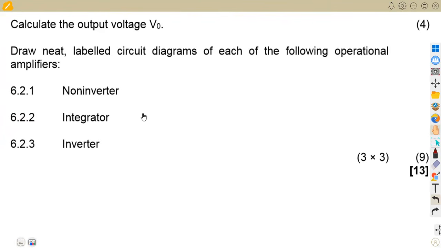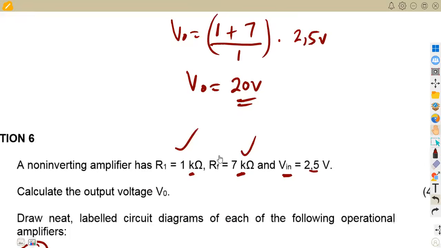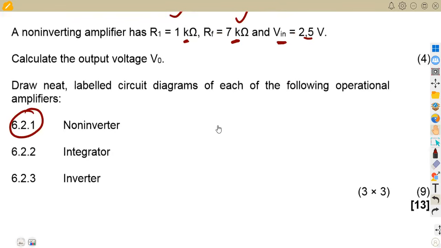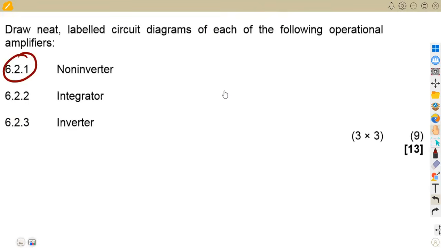Now you see the type of question that I was saying, that they can actually ask you to draw a diagram of each of these. All right. So the first one that we are given is a non-inverter, and it is the one that we talked about here. You're supposed to know this diagram because it's the one that you calculated before. But anyway, just for revision purposes, let us see here.